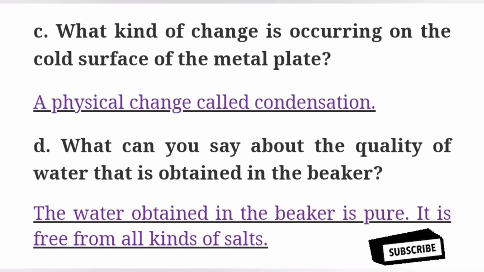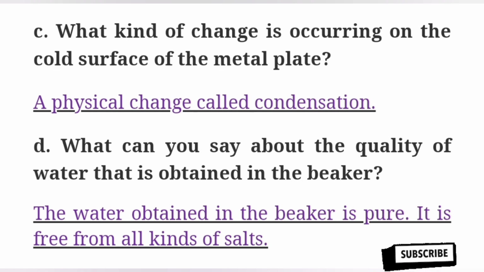Option C, what kind of change occurred on the cold surface of the metal plate? Answer, a physical change called condensation. Then option D, what can you say about the quality of water that is obtained in the beaker? Answer, the water obtained in the beaker is pure. It is free from all kinds of salts.